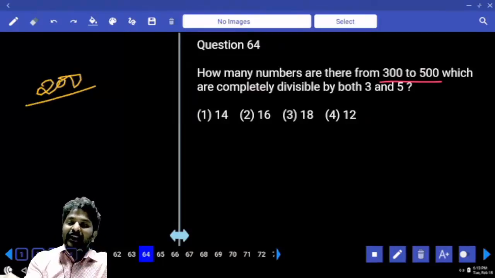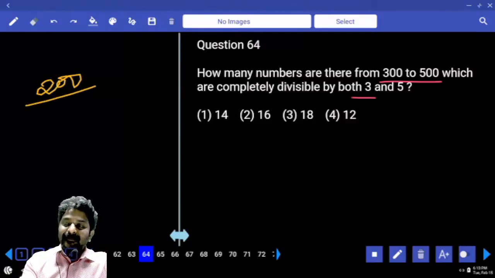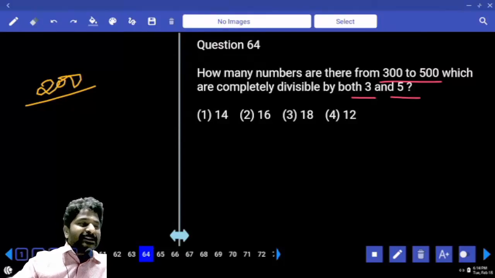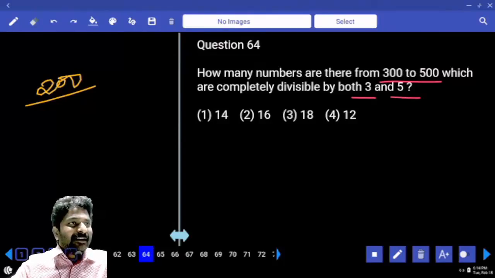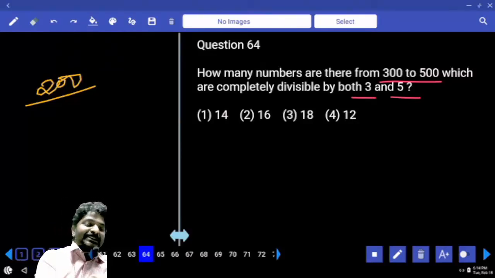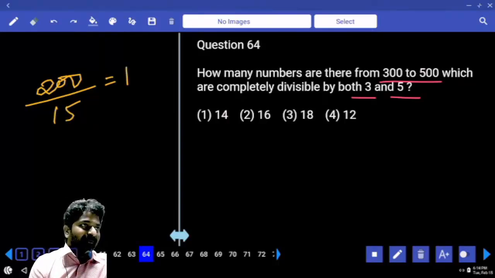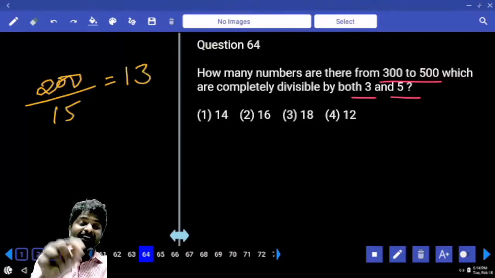Now, a number should be divisible by 3 and 5. It has to be divisible by 3 and also by 5. That means it should be a multiple of 15, right? The common multiple for 3 and 5, which is 15. Come on, how many numbers are there? 15 ones. We have 50. 50 by 15, in the sense 3 times only.